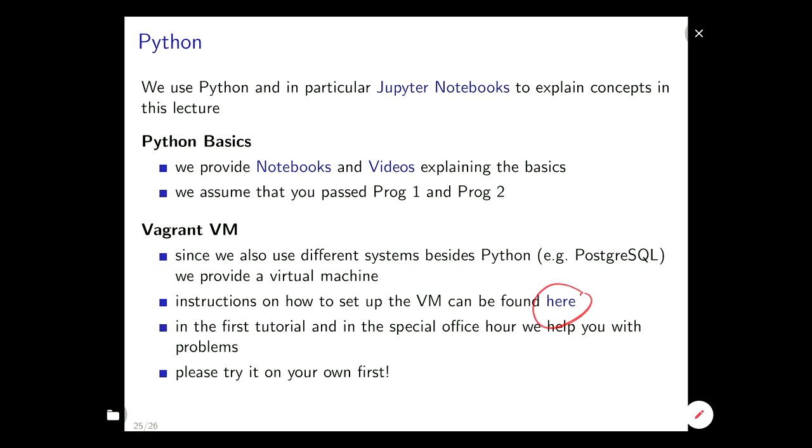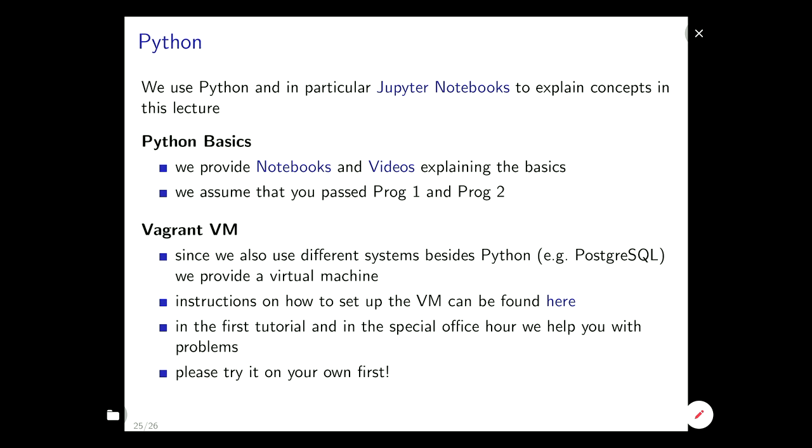Once you have that up and running, don't worry. Everything is installed. All the tools you ever need for the lecture are installed in that virtual machine. So you don't have to fiddle around with installing dozens of libraries and frameworks and stuff. Everything is in that virtual machine.